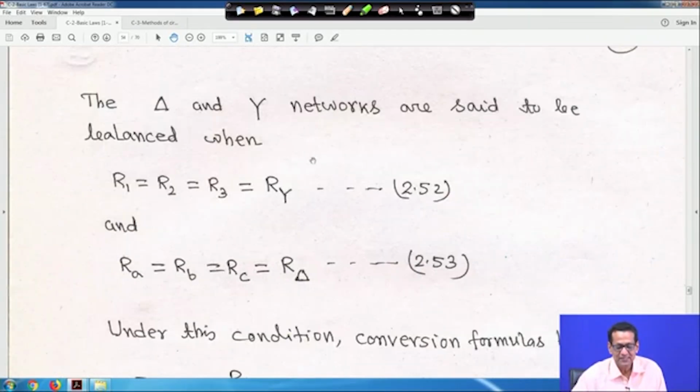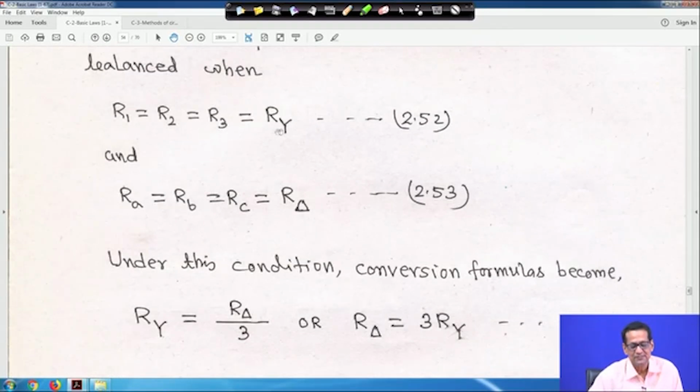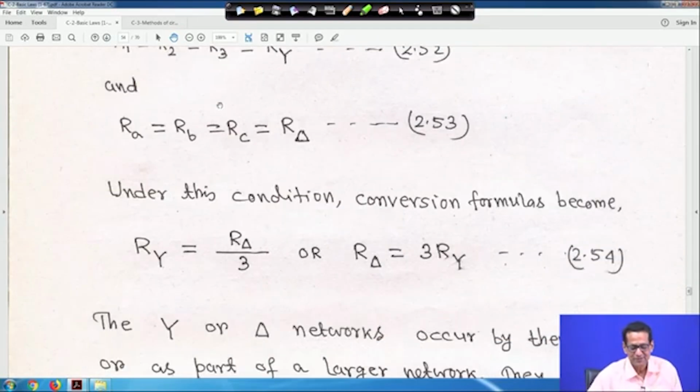And in this case, suppose delta and star networks are said to be balanced, I mean when R 1 is equal to R 2 is equal to R 3 is equal to R star, that means when all are equal, it is said to be a balanced network, right, and R A, R B, R C is equal to R delta, right. So, that is equation 53. So, under this condition, if you make all the same, R delta and R star all are same, then easily you can find out the conversion.